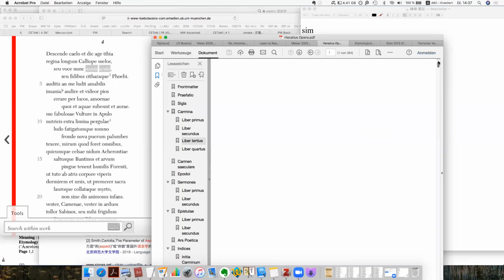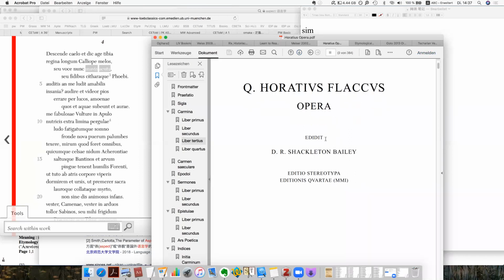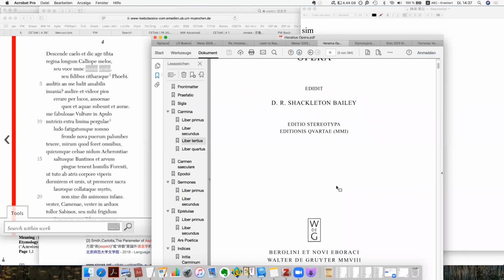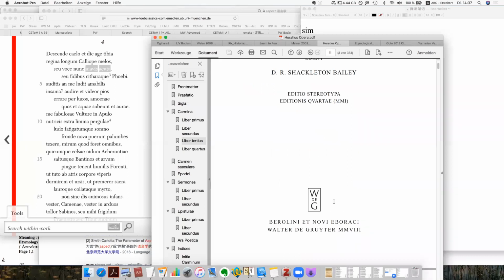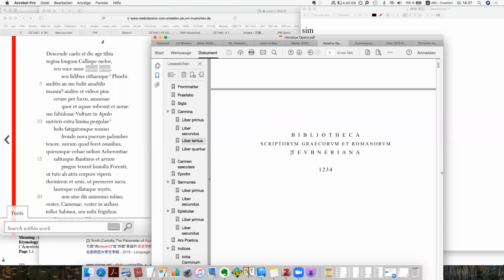So I use a critical edition by this one, and it is published in De Goethe. It is a famous collection called Teubner. I think it is the oldest series for publishing classical texts, Greek and Latin. It's Scriptorum Graecorum et Romanorum, so Greek and Roman authors.